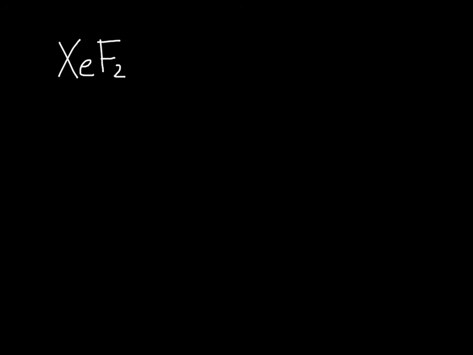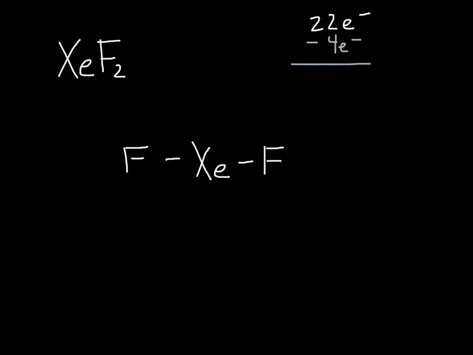So in this case, let's do step number 1, determine our total number of valence electrons. We've got the 8 from the xenon, the 14 from the fluorines, and so that's a total of 22 electrons in our bank. And if we set up a skeleton, so that's fluorine bonded to xenon, which is bonded to fluorine. At this point, we have 4 electrons out there, so we can take away 4 electrons, and that leaves us with 18 more electrons to distribute.